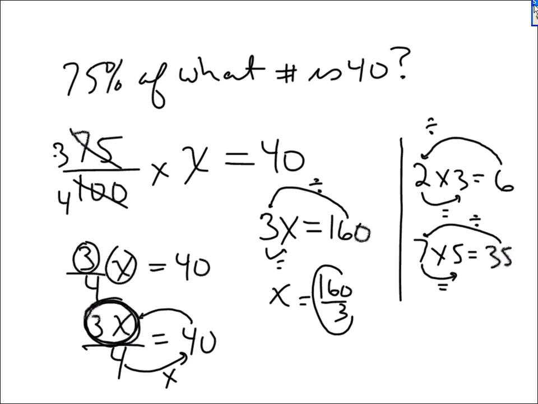75% of that number is 40. Not the friendliest looking number, but what can we do? 75% of 160 over 3 is 40. Let's try some more. Know those two patterns I showed you. Makes life really easy.